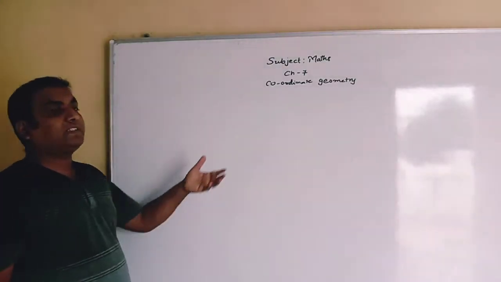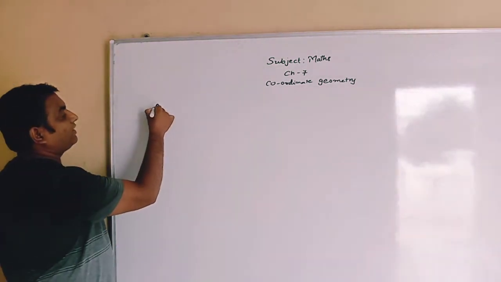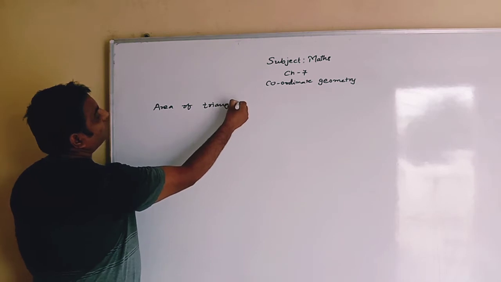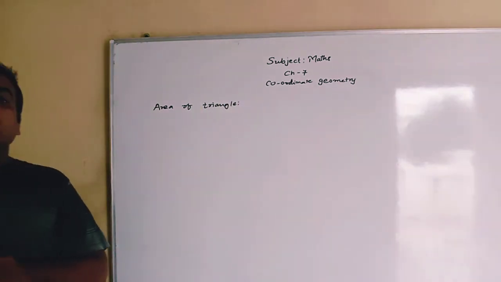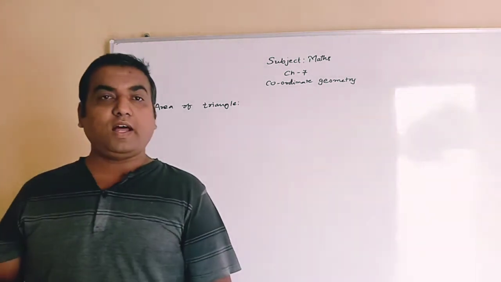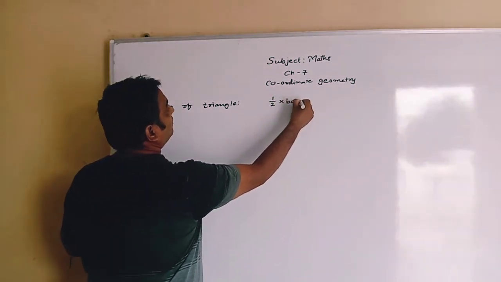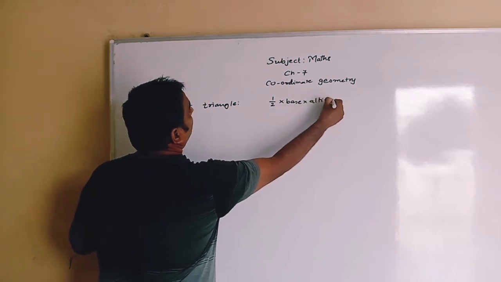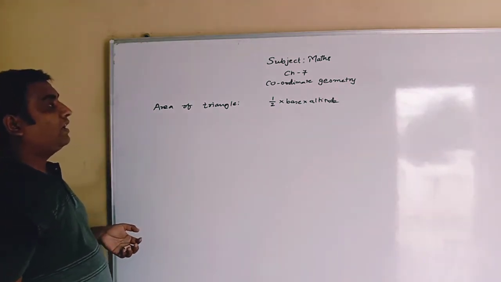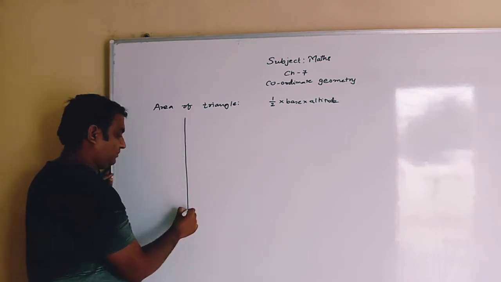Hello friends, in Maths chapter 7, Coordinate Geometry, today we will study area of triangle. We already studied the area of triangle formula in 9th standard last year, that is 1 by 2 base into altitude. But now in coordinate geometry, how do we find the area? Suppose a triangle is given in the coordinate system.